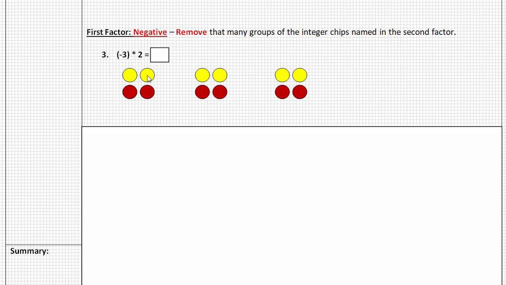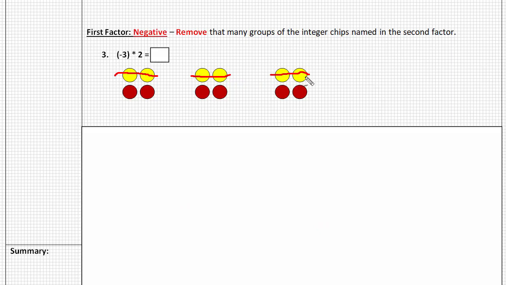All right, so we've set it up where we know we're going to be removing chips, and we're going to be removing 3 groups. So to begin with, we make 3 groups of 0 pairs, and since the second factor is 2, we made 3 groups of 2 0 pairs. And now it's saying remove 3 groups of positive 2. So that means we're going to cancel out 3 sets of 2 positives. We can just draw a line. We're going to get rid of these 2 positives. There's 1, 2, 3 groups of 2 positives.